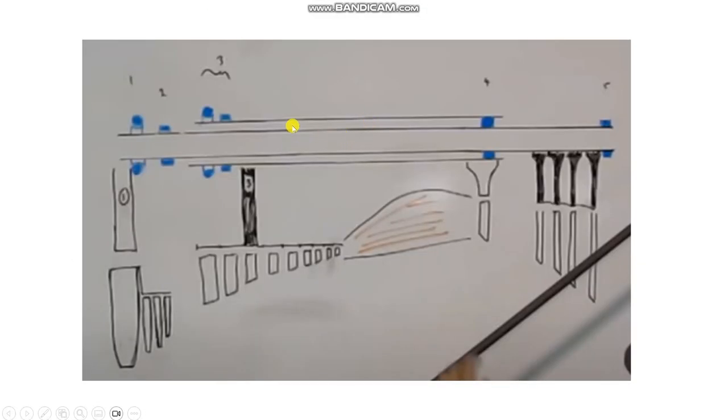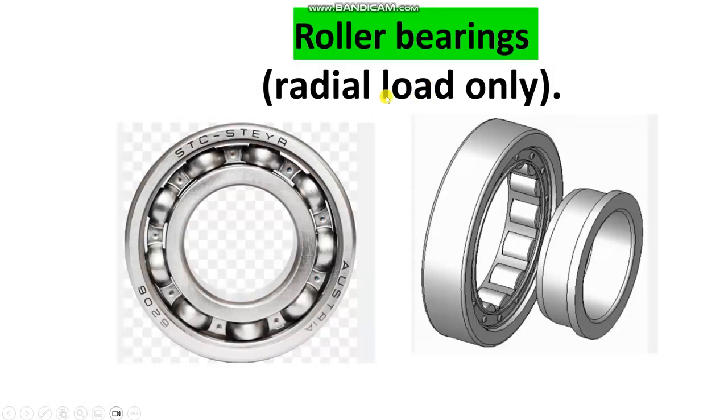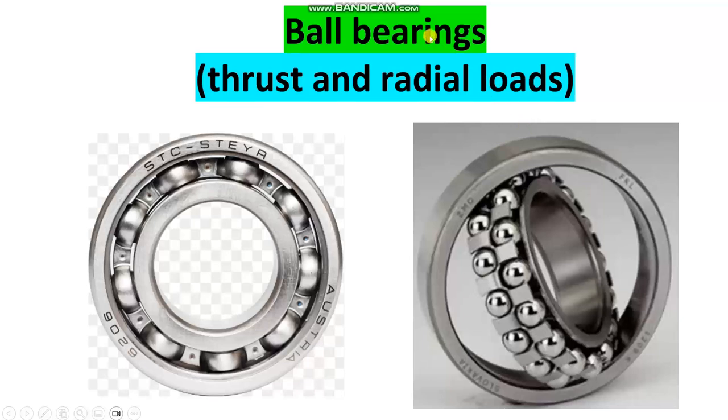Look here, this is the outer shaft and this is the inner shaft. Look at the bearings: this is the inner and this is the outer. So here are 2 spools. Here is a type of bearing, the roller bearing. Look here, this is a roller. Radial loads only. The other type is the ball bearing. This is a ball bearing.